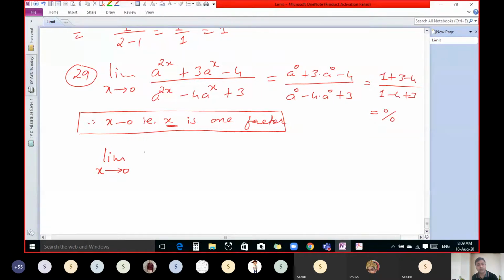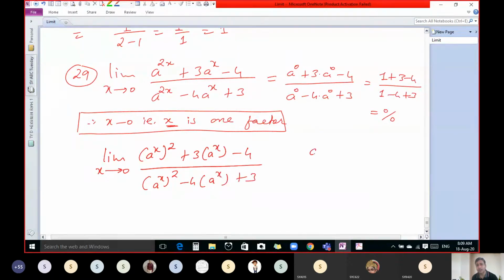This a raised to 2x, you can write it as a raised to x the whole square plus 3 into a raised to x minus 4 upon a raised to x the whole square minus 4 into a raised to x plus 3. Now just for the sake of simplicity, let us consider a raised to x is y. So our numerator looks like y square plus 3y minus 4, and our denominator looks like y square minus 4y plus 3, and we know the factors of this.